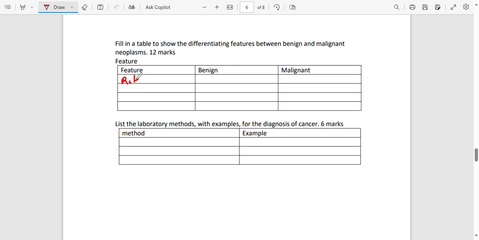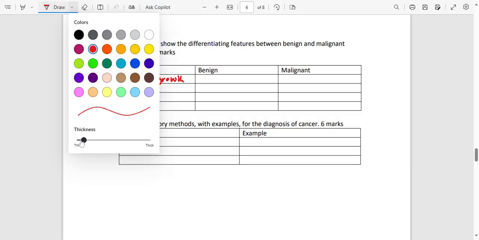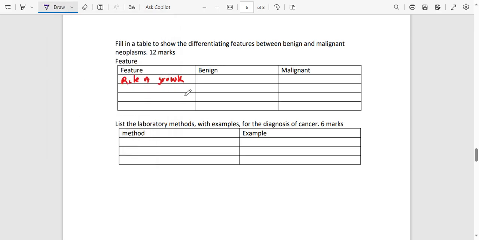Rate of growth. Yes. So how is the rate of growth for benign and malignant tumors? Okay, so in benign tumors, the tumors are slowly growing, while for malignant, they are rapid. There is a lot of mitosis here. Yes, please. Anyone else?